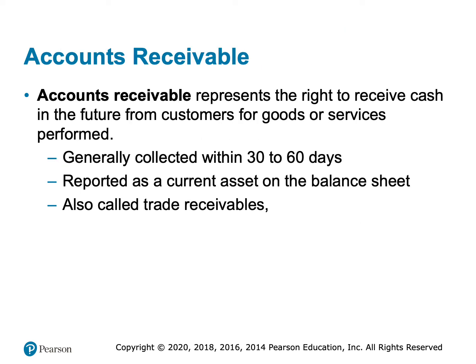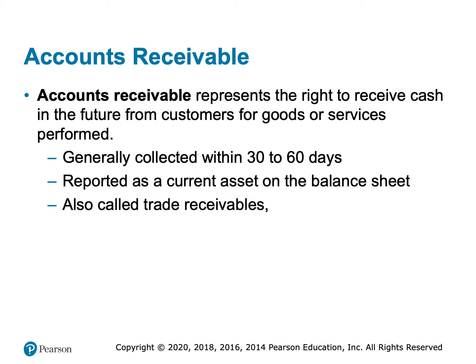So account receivable is money that again is due from customers for a good or service, typically expected to collect within 30 to 60 days. It's a very short term payment period. We call it a current asset because we are expecting to collect it in under a year.